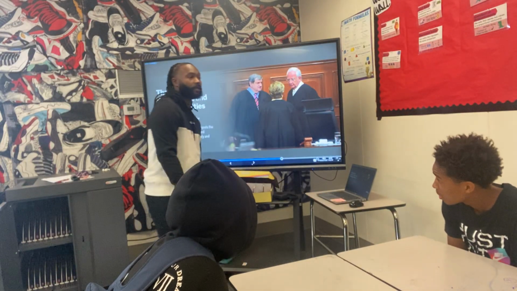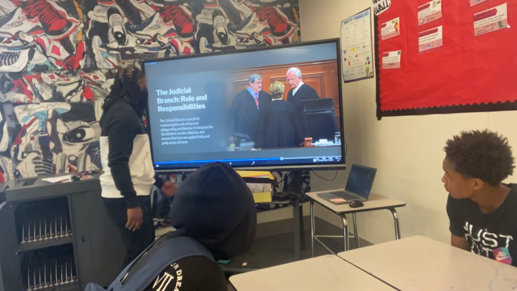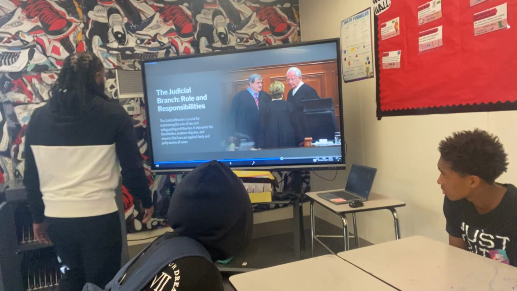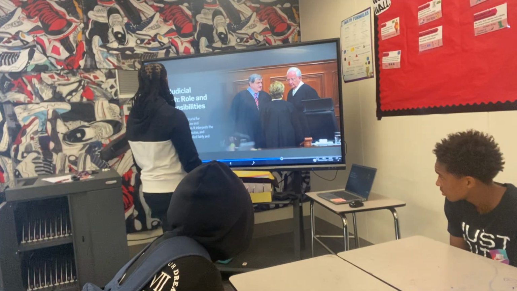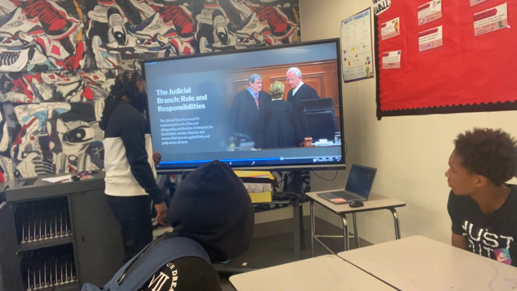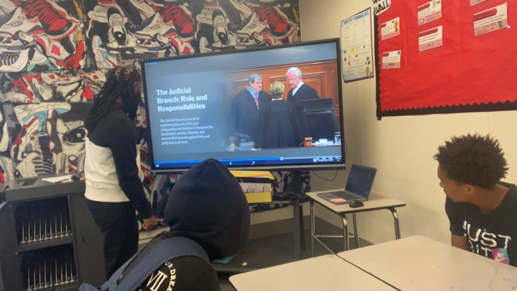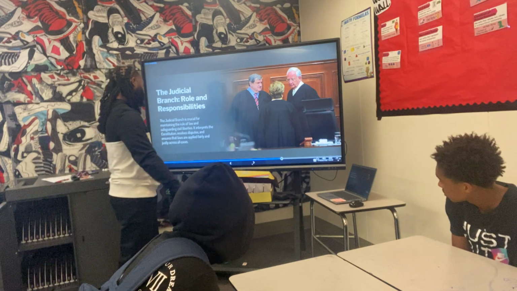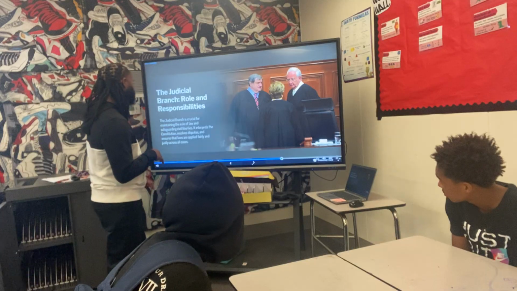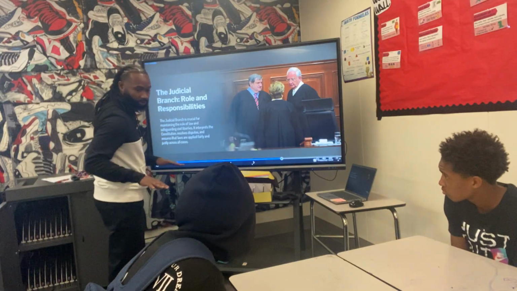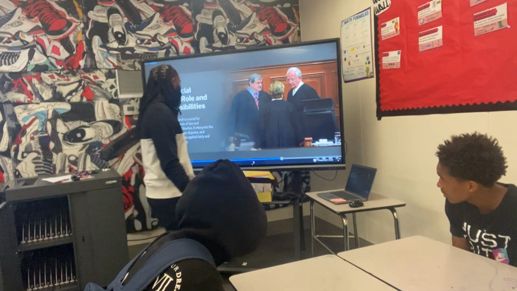Then we get to the judicial branch. With the judicial branch, the roles and responsibilities for them are maintaining the rule of law, safeguarding civil liberties. They interpret the Constitution, resolve disputes, and ensure that laws are applied fairly and justly across all cases. We good so far?